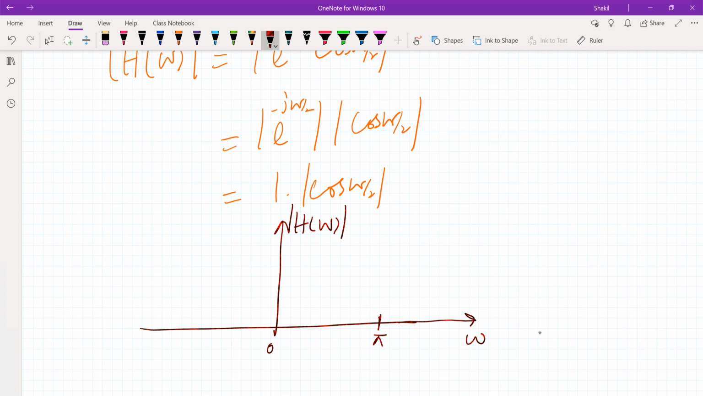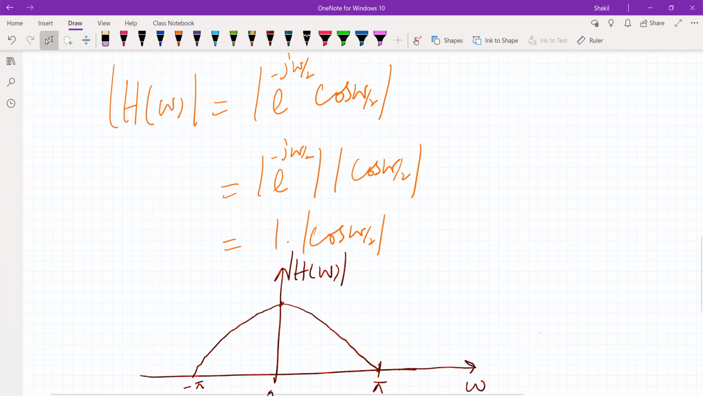Now we know the cos function has the highest value when theta is 0. So this will decrease like this, and when omega becomes equal to pi, this will be cos of pi by 2, so it will be 0. Same thing you can repeat for the negative side. You can say this is minus 1. So this looks indeed like a low pass filter response, because at omega equal to 0 the response magnitude is 1 and then it rolls off or decreases. So this is indeed a low pass.